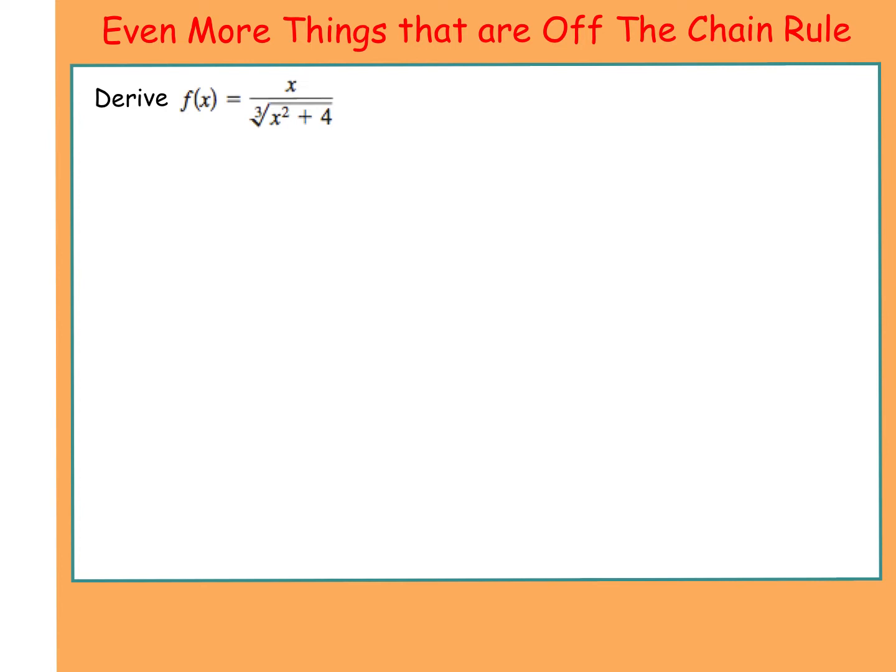All right. So if we have this fractional root going on in the denominator, things are going to get icky as is. So I'm going to rewrite this. And so I would rewrite this as x times x squared plus 4 to the power of what? Negative 1/3. That's honestly the way I would rewrite it.